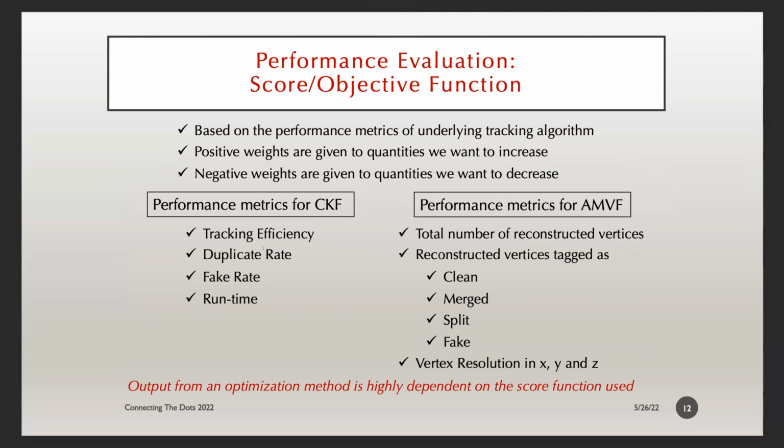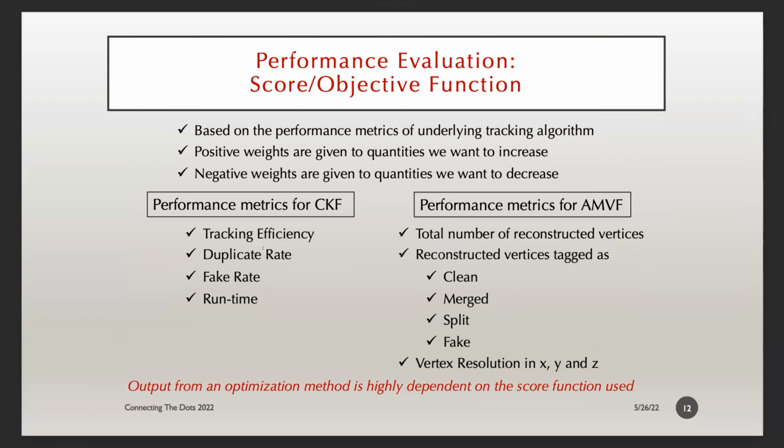The objective function should be based on the performance metrics of the underlying tracking algorithm. So we have many quantities, and we want to give the positive weight to the quantities that we want to increase and the negative weights to the quantities that we want to decrease.